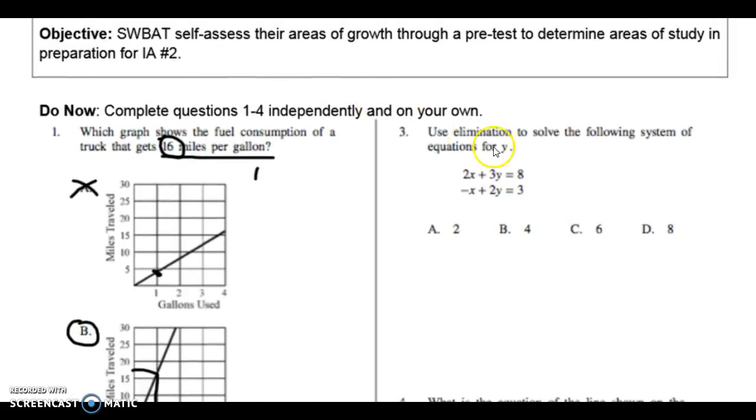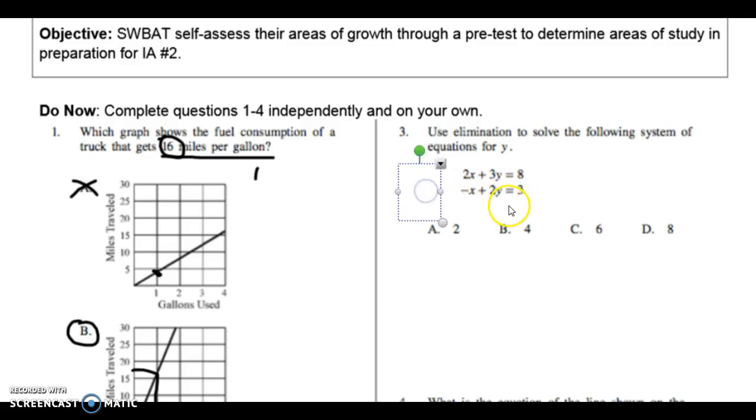For question 3, it said use elimination to solve the following system of equations. When I look at these two equations, there are no additive inverses. 2x and negative x are not additive inverses. 3y and 2y are not additive inverses. But I can change this second one to create additive inverses. I have positive 2x up here, I just need negative 2x here.